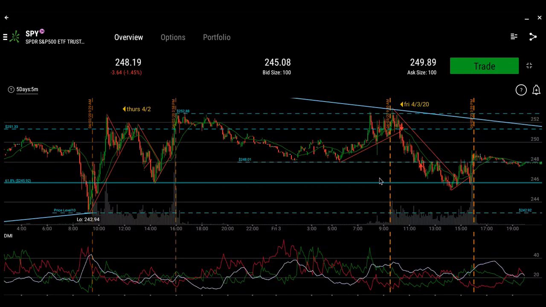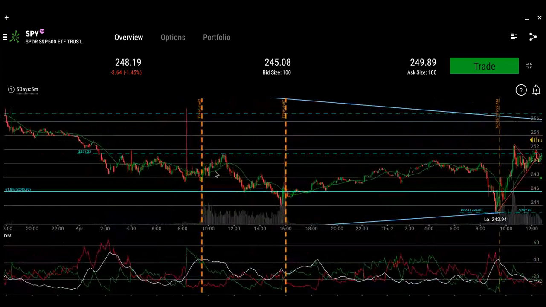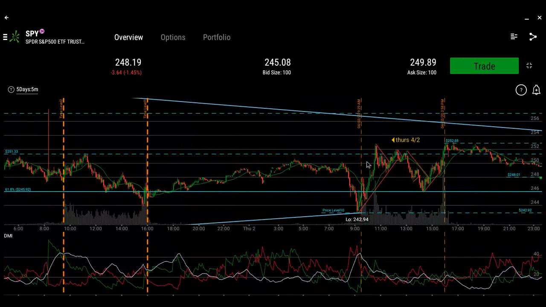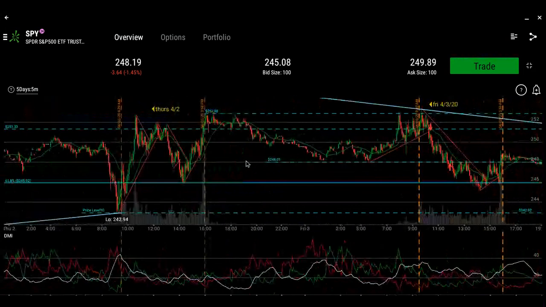So here we are on the 5-day, 5-minute, and this is Thursday and this is Friday. Thursday was pretty much almost identical to Wednesday's. It was up, then down, then up, and then down. And then on Thursday, it was up, then down, and then up again. Very similar.